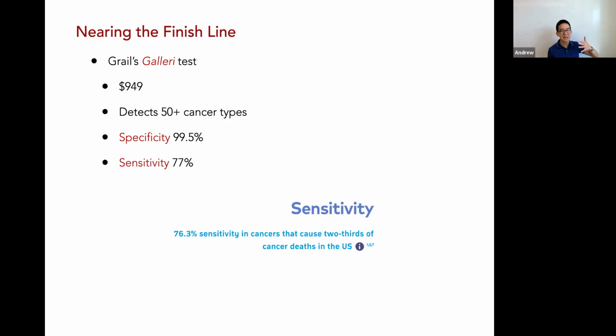So let me at least repeat the order one more time. This is an under $1,000 test that detects about 50 cancer types. Specificity needs to be near 100%, meaning for healthy people, we need to get that right all the time. Sensitivity, we'll look for about 75. These were numbers I grabbed from Galleri's web page. And this matches, by the way, the general understanding of cancer tests.